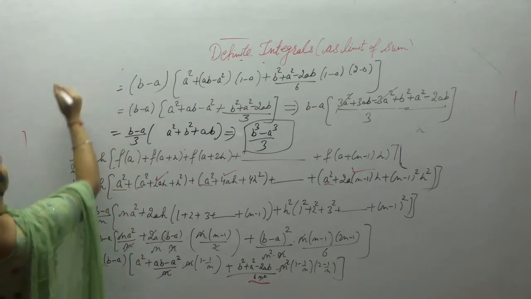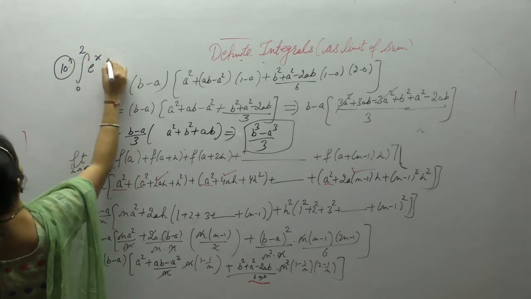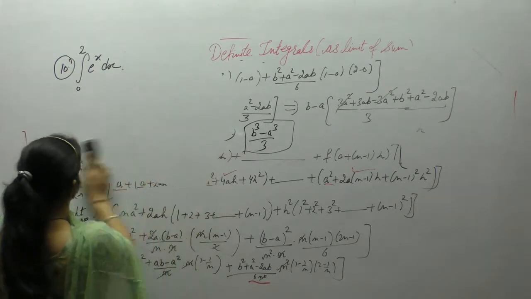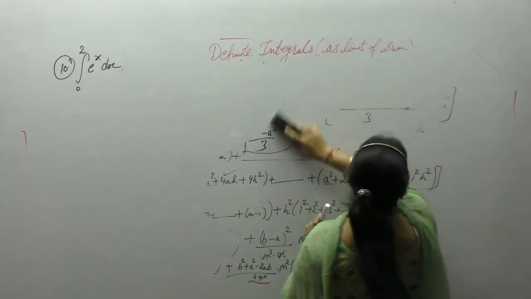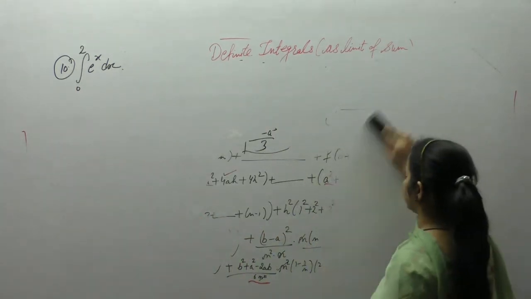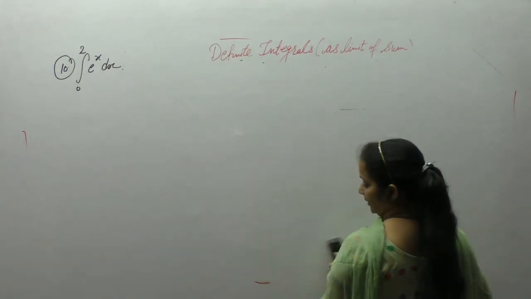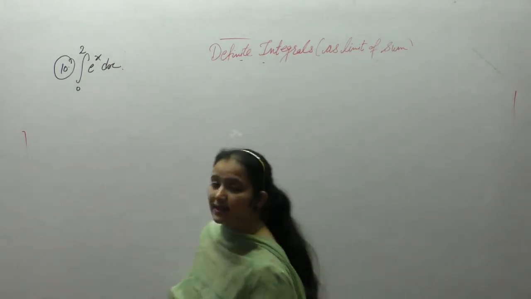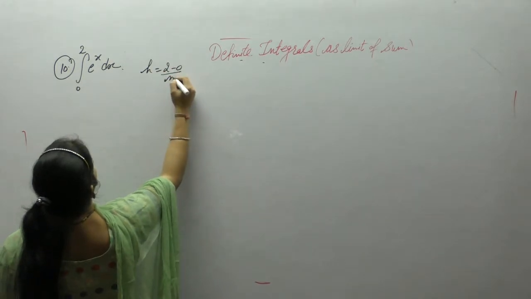Now next is integral of 0 to 2 e power x dx. When in the integral we have the exponential function, then we apply the limit as h tends to 0, because here we find the terms which are in GP. So first, h is (b minus a) upon n.